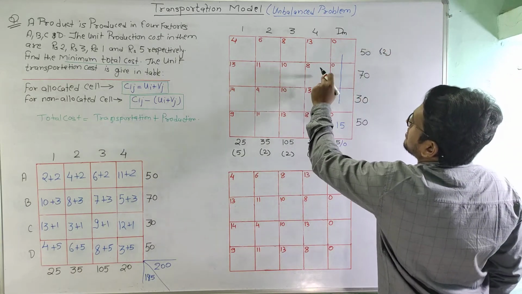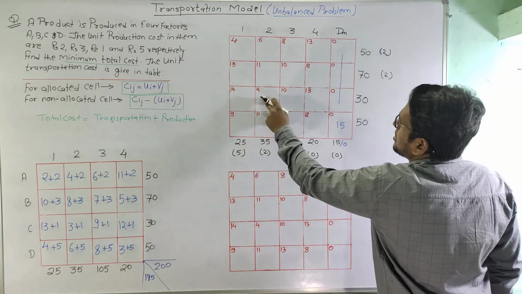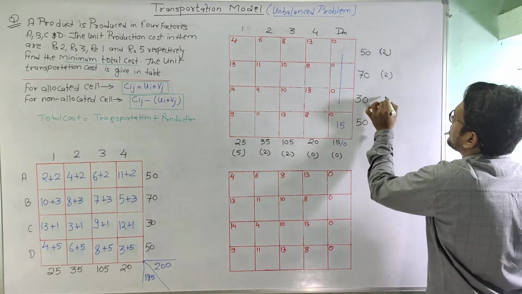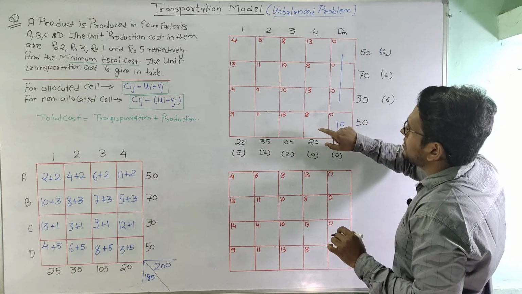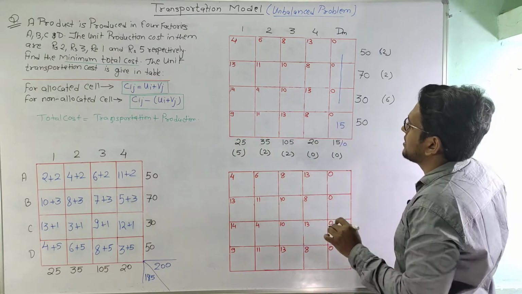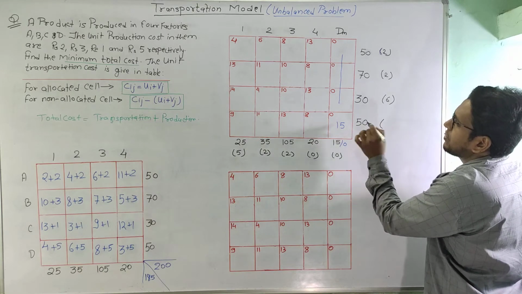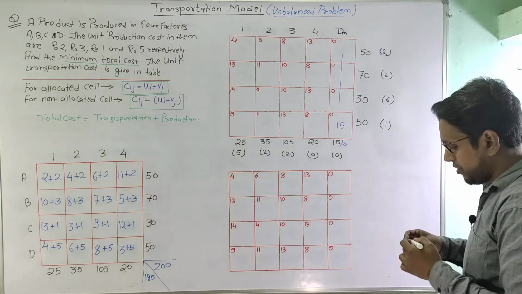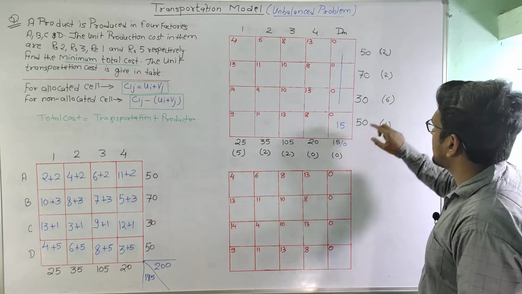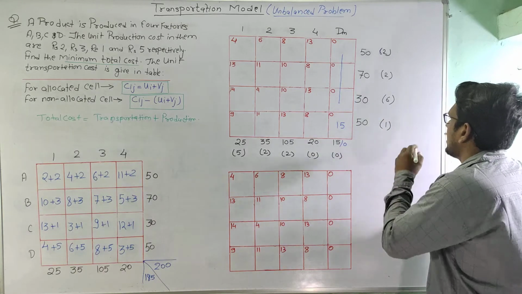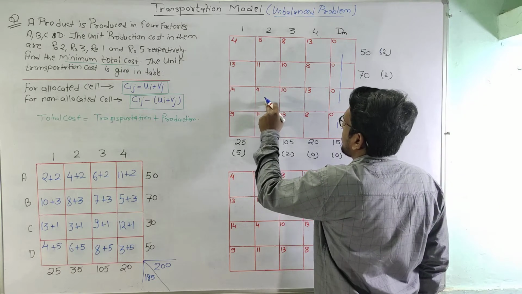Similarly here minimum is 8, next minimum is 10, so the penalty is 2. Similarly here minimum is 4, next minimum is 10, penalty is 6. And here minimum is 8, next minimum is 9, and the penalty is 1. So from here we can see that the maximum penalty is occurring here. So we will select now this row and we will see which is the minimum cost.